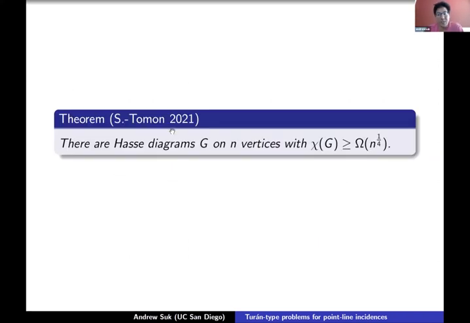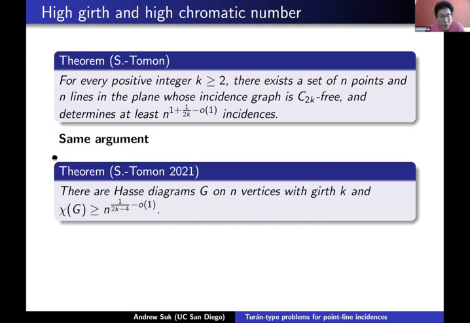So that's the construction of a Haase diagram with very large chromatic number. Instead of taking the standard construction, if you take the construction I showed earlier of endpoints and end lines, whose incidence graph is C2K free, and with many incidences, then by the same argument, you can show that there are Haase diagrams with large girth and very large chromatic number.